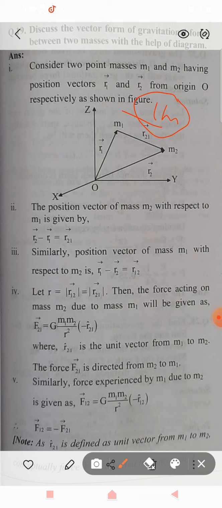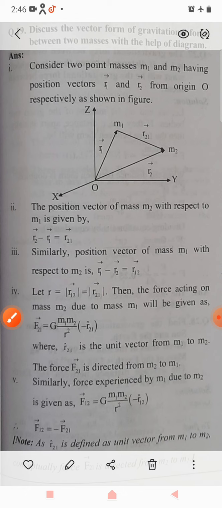Only if we are moving from m1 to m2, suppose it is plus 1, then from m2 to m1 in vector format it will become minus 1. So its sign will be different, but the magnitude will remain the same. This magnitude is nothing but r. So this distance is nothing but r. So let r equal the magnitude of r12, which equals the magnitude of r21. These two lines indicate the magnitude.